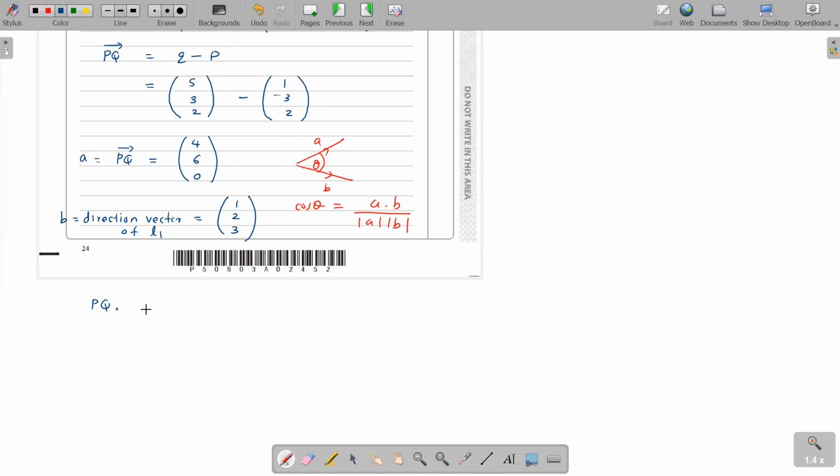Okay. So A dot B. If you get the A dot B here, you have to get the dot product between 460 and 123. So how much is it? When you take the dot product, you multiply 4 into 1 is 4, plus 6 into 2 is 12, plus 0 into 3 is 0. So this gives me the answer. 4 plus 12 is 16. Do you agree with this?